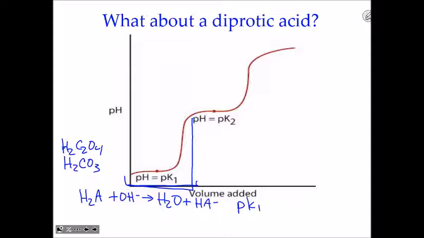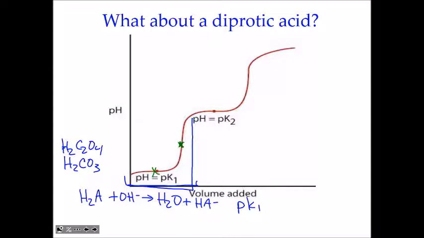Now, once again, the midpoint of the buffer region here is going to be the negative log of K1, which would be taking off the first hydrogen. Then you would reach your equivalence point somewhere in here. Since this is an acid being titrated by hopefully a strong base, you would notice that the equivalence point should be a little bit above 7, but you're going to see the pH values continue to go up.